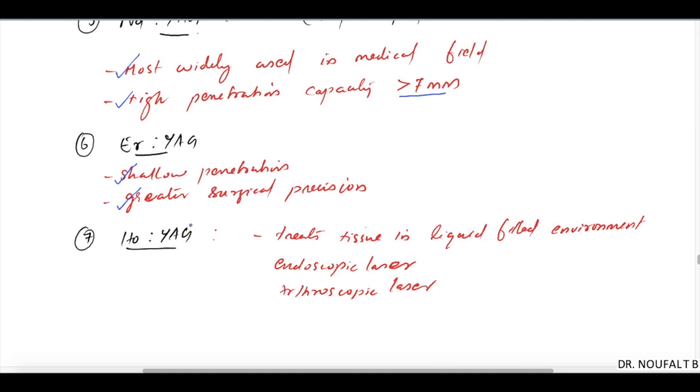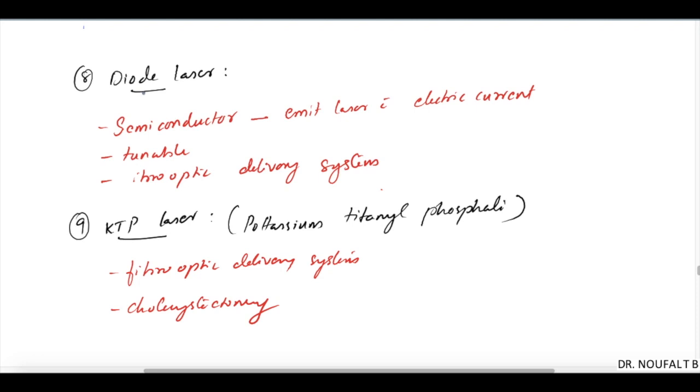Then comes the holmium YAG laser. This can treat tissues in a liquid filled environment. Most important thing, holmium YAG laser can treat tissue immersed in fluid. So this laser can be used for endoscopic laser procedures as well as arthroscopic surgeries. Next is the diode laser. Diode laser is a semiconductor that can emit laser when electricity is passed.